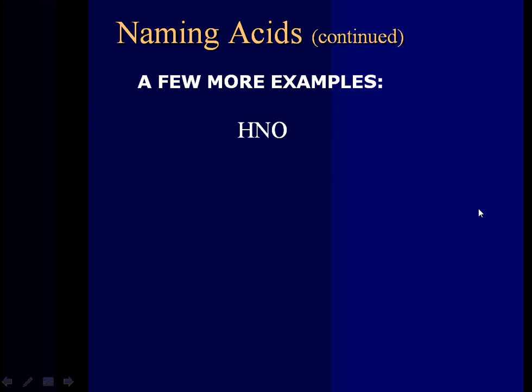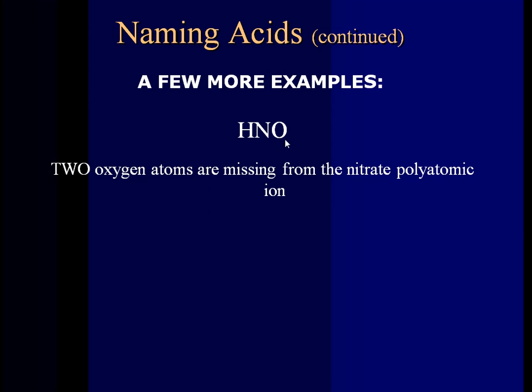HNO. Hopefully you recognize that 2 oxygens have been removed from the polyatomic nitrate ion. So it still has an ITE ending. So we're going to drop the ITE and put OUS, but also since 2 oxygens have been removed, we also have what's called hypo. So in this case, we have hyponitrous acid.